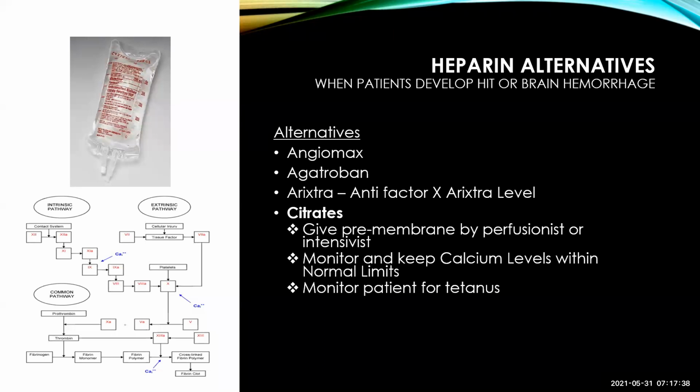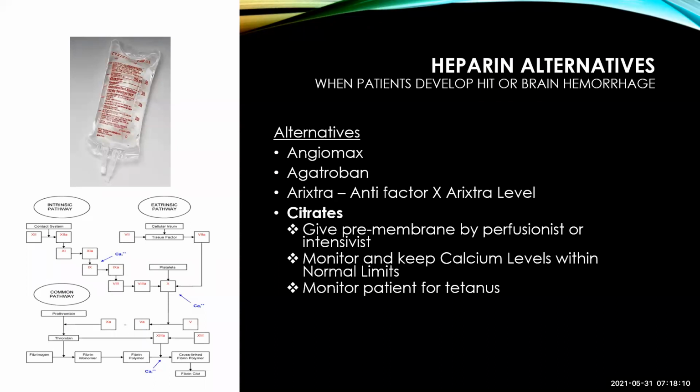The others that they are trying out is Arixtra, and for Arixtra, you're going to do an anti-factor 10 Arixtra level. So when you do the levels, you're going to have a loading dose on there, and you're also going to have a maintenance dose or therapeutic dose. So keep it within the therapeutic dose, and this is a fractionated anticoagulant. So be sure that you manage that well. That also works well.